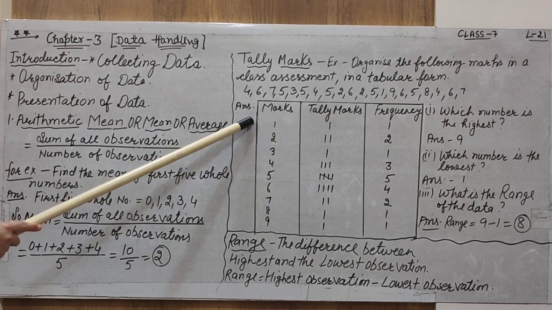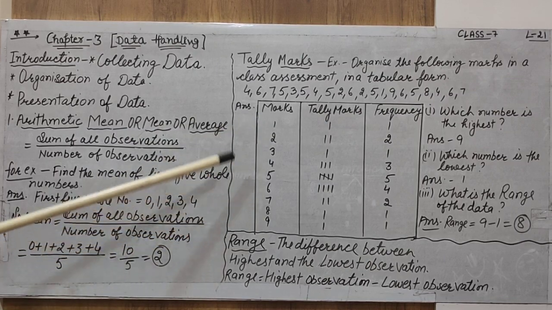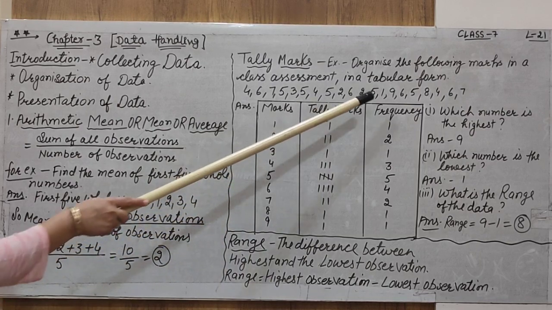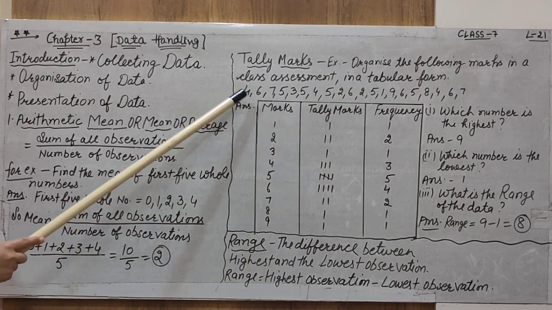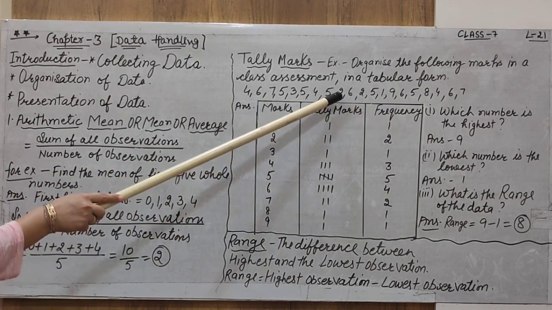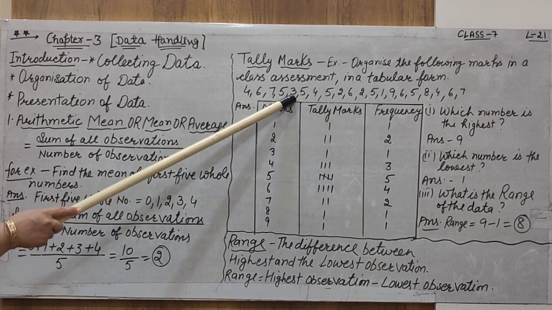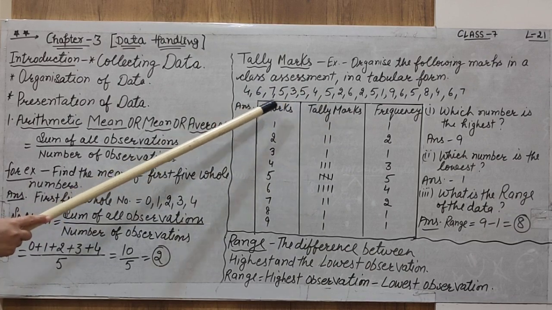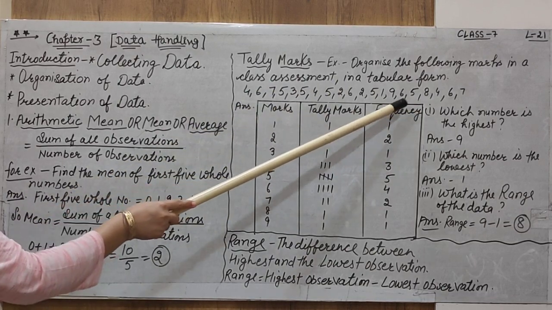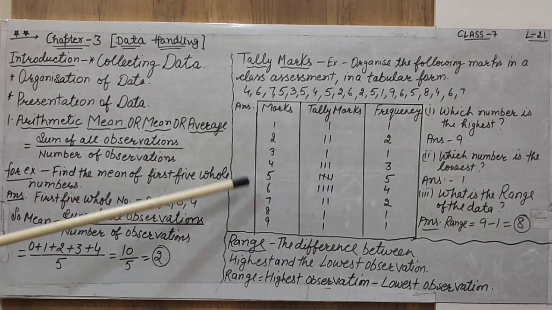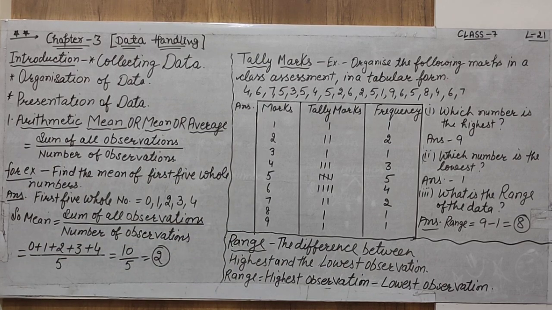In marks, we have to write one by one all the marks in increasing order. The smallest number is 1. Next, we check which numbers are used in these observations. 1 is used, then 2, then 3, 4, 5, then 6, then 7, then 8 and then 9. The maximum number used is 9. So we have to write one by one all the numbers from 1 to 9.